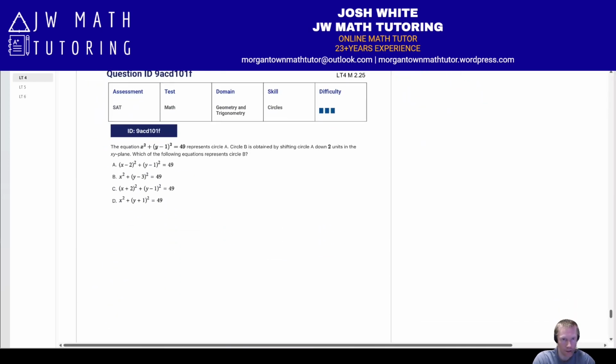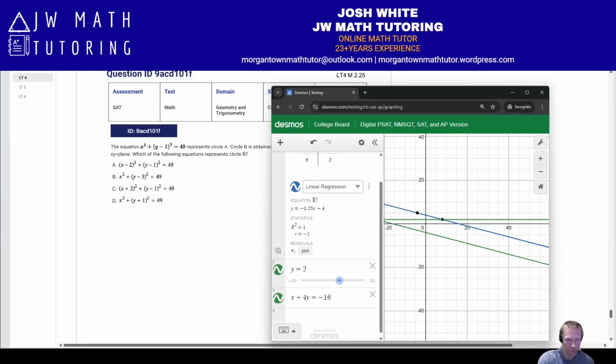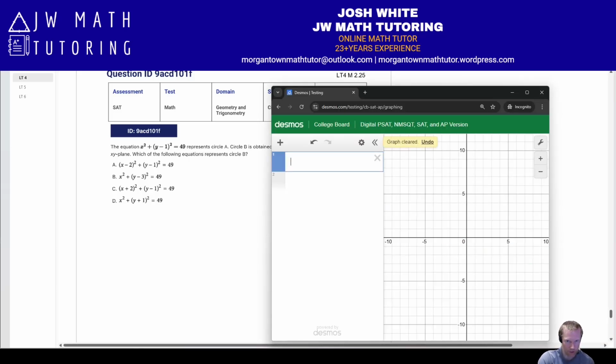Next up, let's look at number 25. Here is the equation for a given circle. Then we take the circle and we shift it down 2 units. Which of the equations represents circle B? So, a couple things. First, I'm just going to demonstrate it in Desmos because I think that's probably the way most people would think about it, or the easiest way to do it. Then I'll explain the theory behind it.